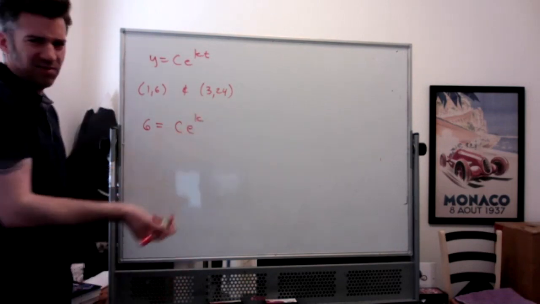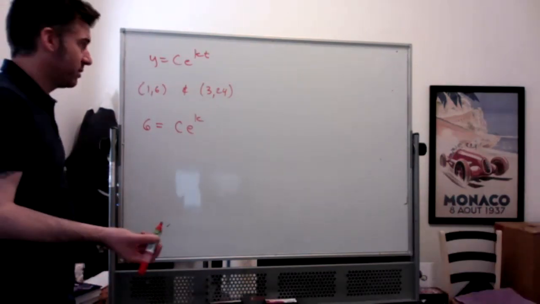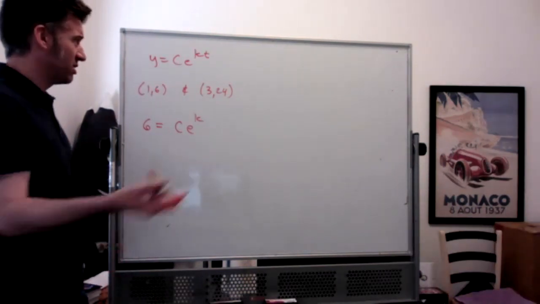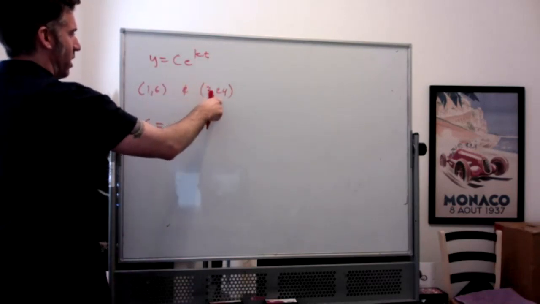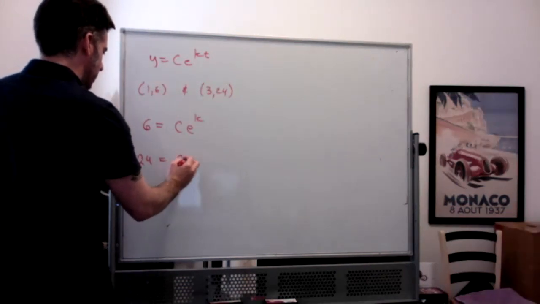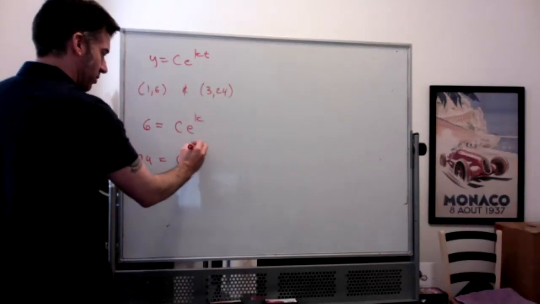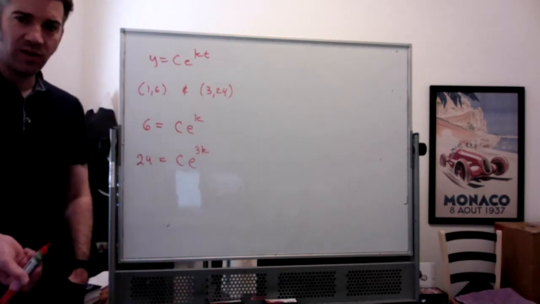And I actually can't really solve, right? I won't find out for sure what c or k is yet. So all I can really do at this point is use the other piece of information, which is that if t is 3, then y is 24. So 24 equals c e to the k times 3, or 3k. Okay, so what do we do now?